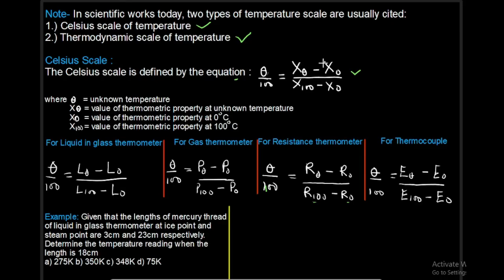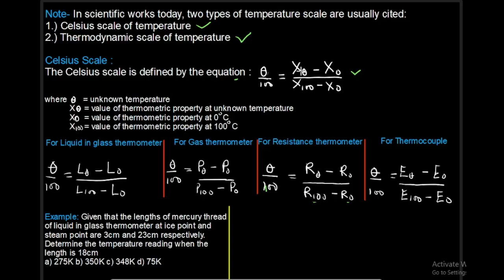Alright, X stands for our thermometric property. It can be length like the liquid in glass thermometer, it can be pressure like the gas thermometer, it can be EMF like the thermocouple, it can be resistance, electrical resistance like the resistance thermometer. So it all depends. Our value of X depends on the type of thermometer we're talking about. But do not forget, theta is the unknown temperature.